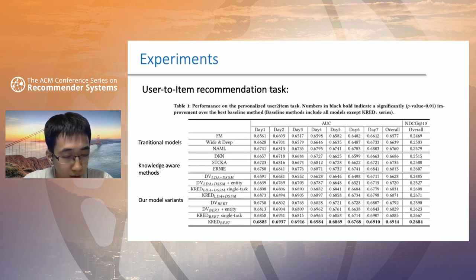Here are the experiment results of the user to item recommendation tasks. The results show that the knowledge entities are indeed very important for news recommendation. This can be verified from both LDA plus DSSM and BERT. DV plus entity is better than DV. And our KRED model further improves on DV plus entity, which means our model can fuse the knowledge entity in a better way.